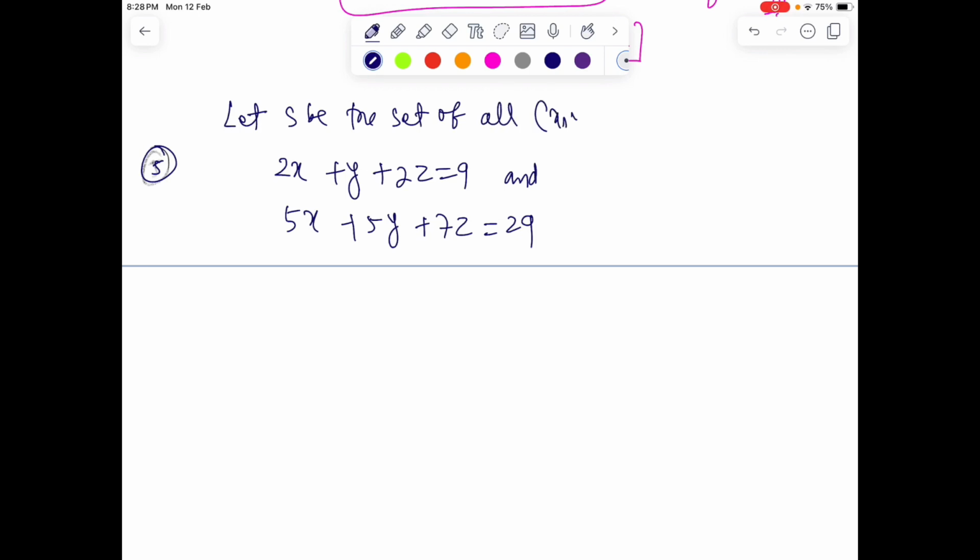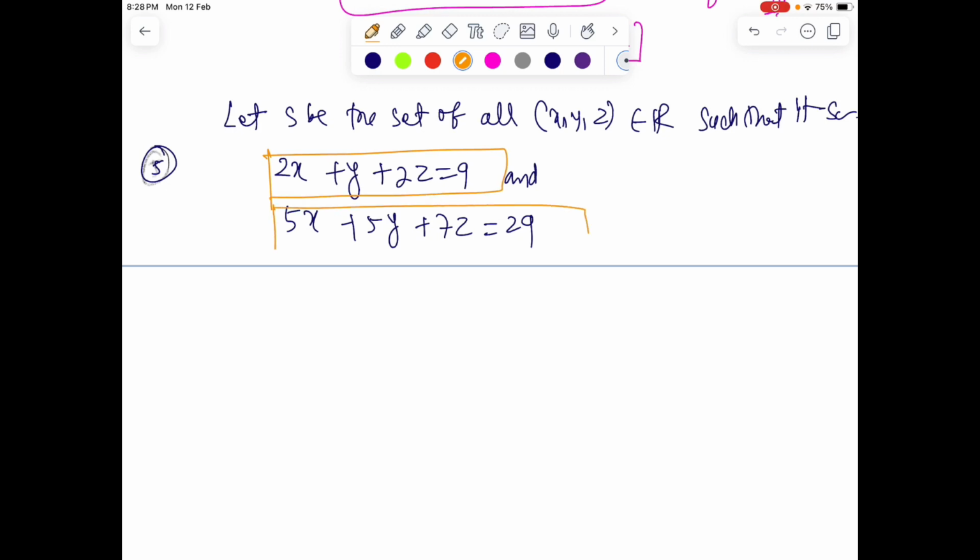Okay, so let's move to the next question. So the question goes like this: let S be the set of all x, y, z belonging to real such that it satisfies both expressions, 2x plus y plus 2z equals 9 and 5x plus 5y plus 7z equals 29. Please note there is a huge difference between and or.